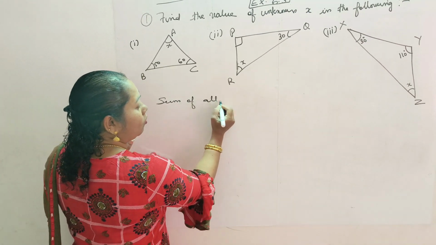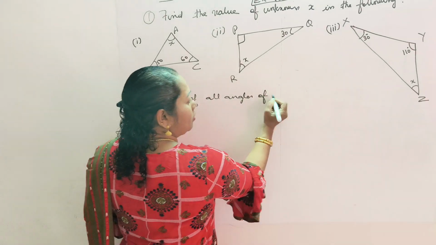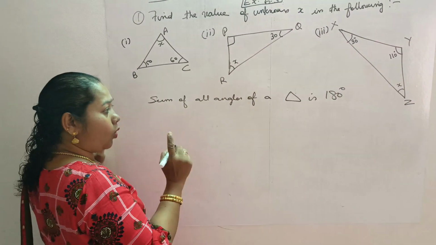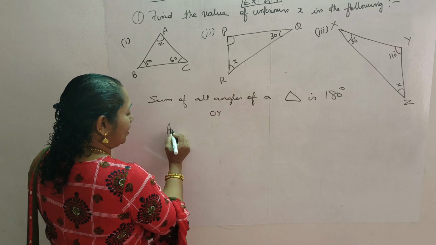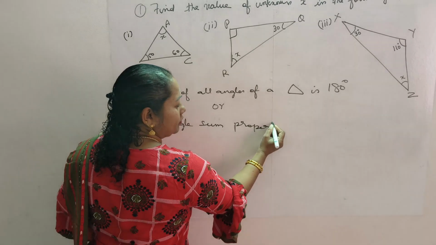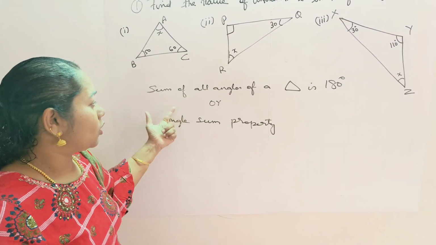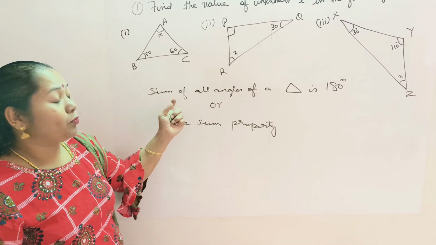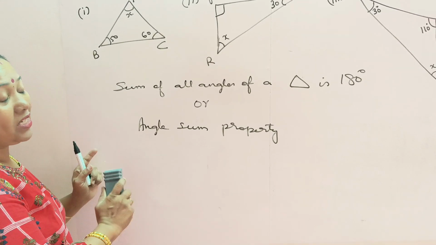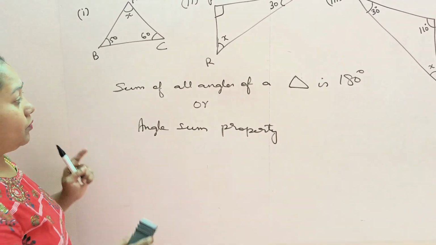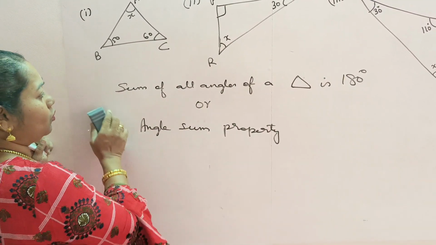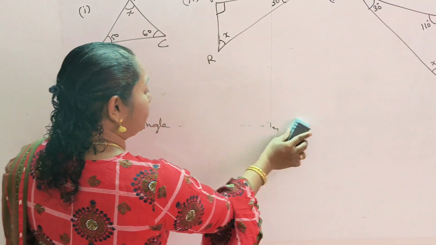Sum of all angles of a triangle is 180 degree, or the other name is angle sum property. Okay, you can use either of these. So for this, always in geometry you have to mention the reason. Why is it mentioned like that? You have to mention the reason. So for that, sum of all angles of a triangle is 180 degree, or angle sum property, whichever you can use. Okay. So what is the meaning of this one?